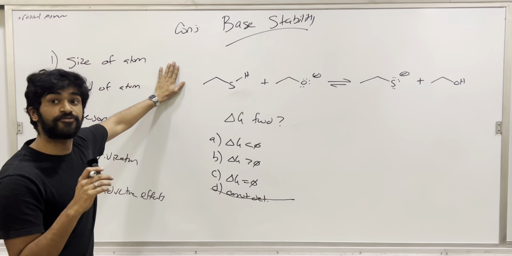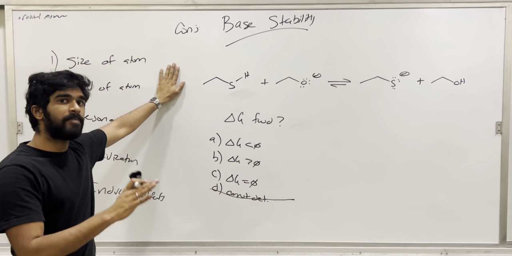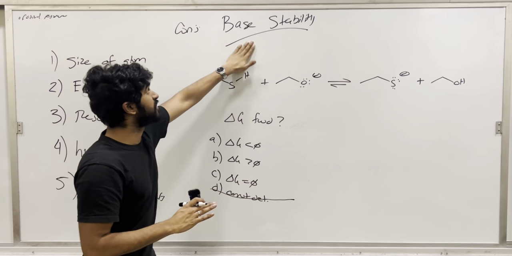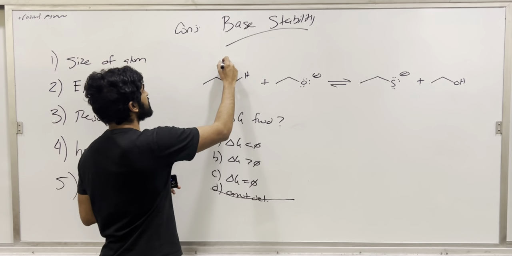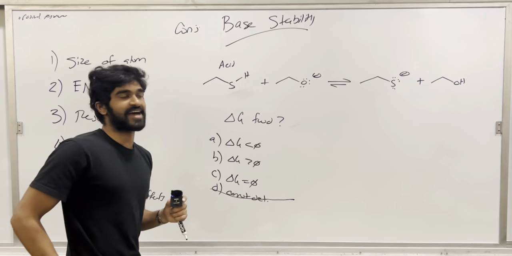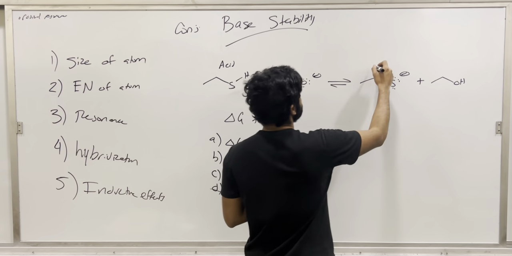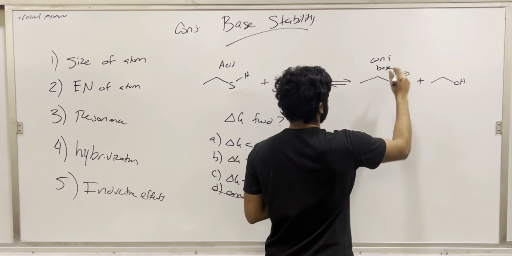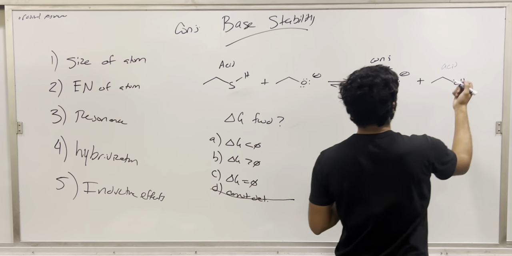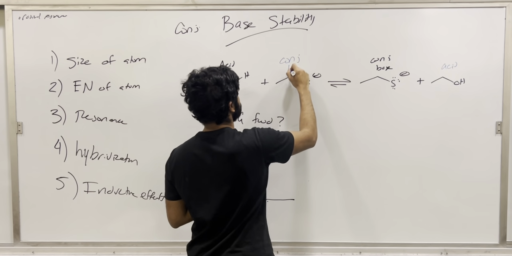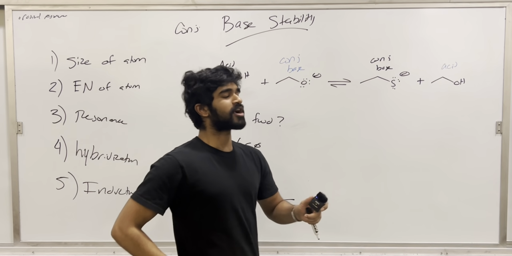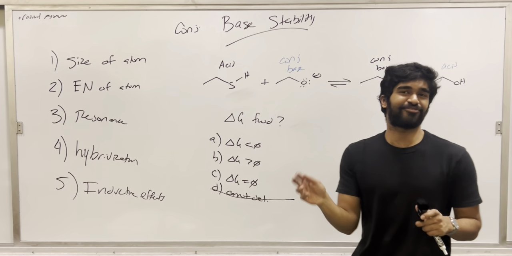Okay, so before we answer, let's talk about the thermodynamics of this process. We're talking about conjugate base stability. Here is an acid, and I'm going to start using the other colors now, because we need to display two different reactions. Here's an acid and its conjugate base. And here is another acid in a different reaction, and here is its conjugate base. And we have to ask ourselves, which of the conjugate bases is more stable?